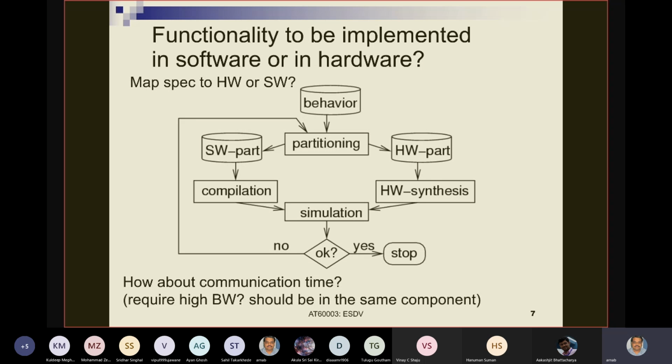Now, if you have 30 frames per second, then every frame must be processed within 1/30 seconds, which is around, let us say, 33 milliseconds. So every 33 milliseconds, you must be able to process one frame. Now, to do that, it may be that software execution is not efficient enough.